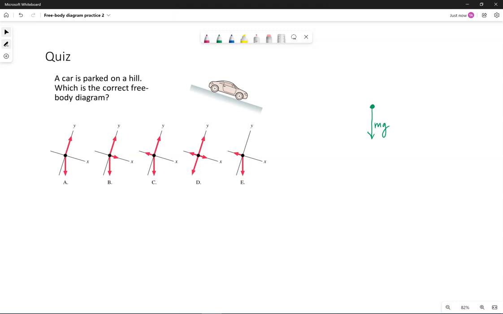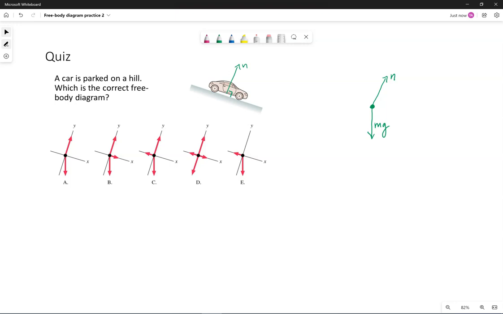All the other forces are going to be related to contact. This car is in contact with the ground, so we know there has to be a normal force simply because there's a surface that the car is resting on. And just a reminder, the name normal force comes because it specifically makes a 90-degree angle with the surface. So the normal force here is up at an angle.